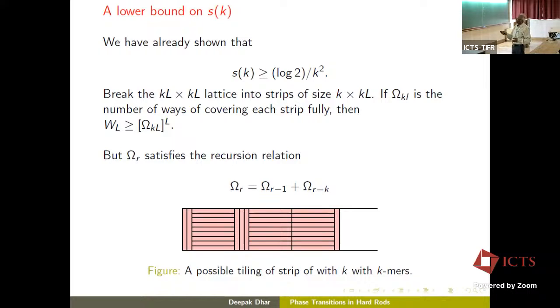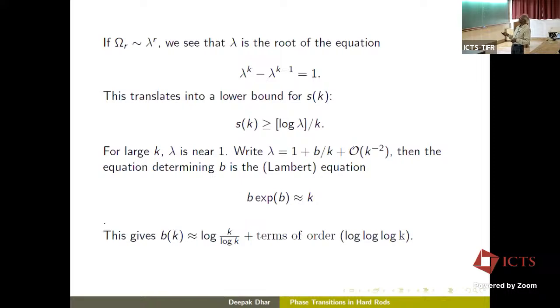But this omega satisfies a recursion relation, because if you take something of length r, the first one could be a vertical, then the rest is omega_{r-1}, or if it is not vertical, you have to put K horizontal ones to cover it fully, and so it is omega_{r-K}. This recursion equation is easy to solve, and it goes like lambda to the power r, and lambda satisfies this equation. This translates into a lower bound of S_K: S_K is bigger than or equal to log lambda by K.